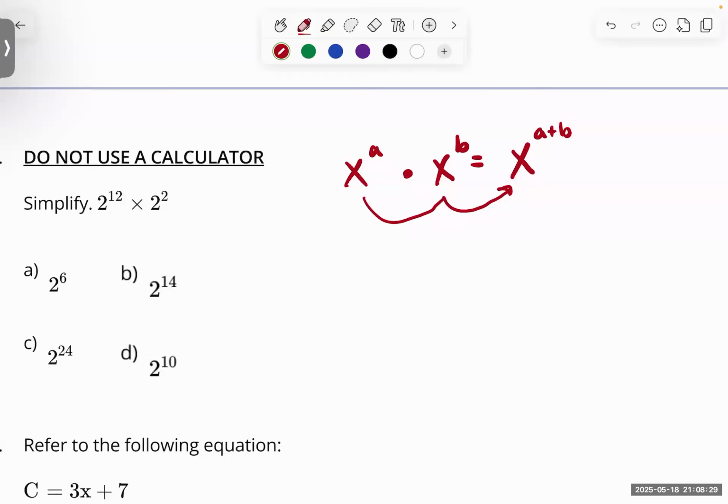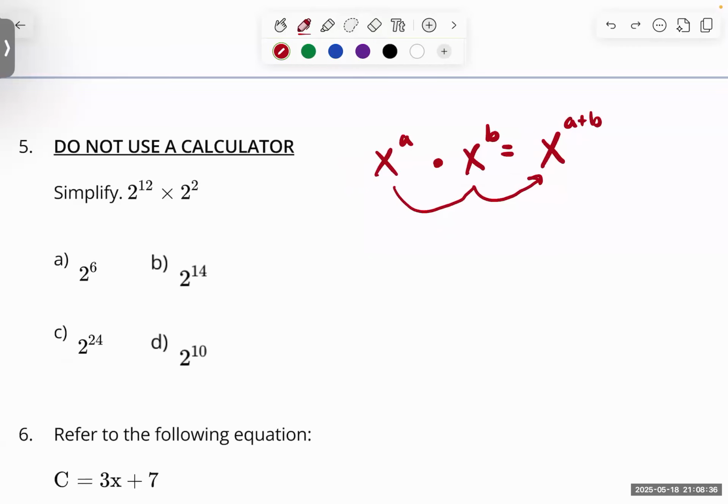And there's a lot of practice on this online too. So you're allowed to add the exponents together. So over here, using this rule, since both of the bases are 2, I can write it as 2 to the power of the sum of their exponents, 12 plus 2. That's the same thing as 2 to the power 12 plus 2 is 14. So it's B.